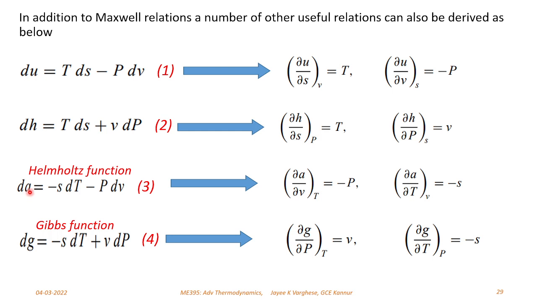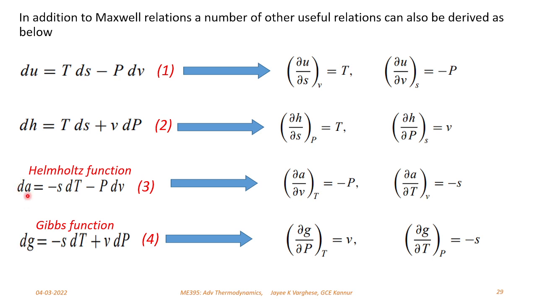Helmholtz function is equal to U minus Ts. Similarly, Gibbs function is defined as H minus Ts. So, using the relations first and second laws, we can write dA is equal to minus SdT minus PdV. You can get this relation very well. We will also derive these relations when we derive the Maxwell's equations.